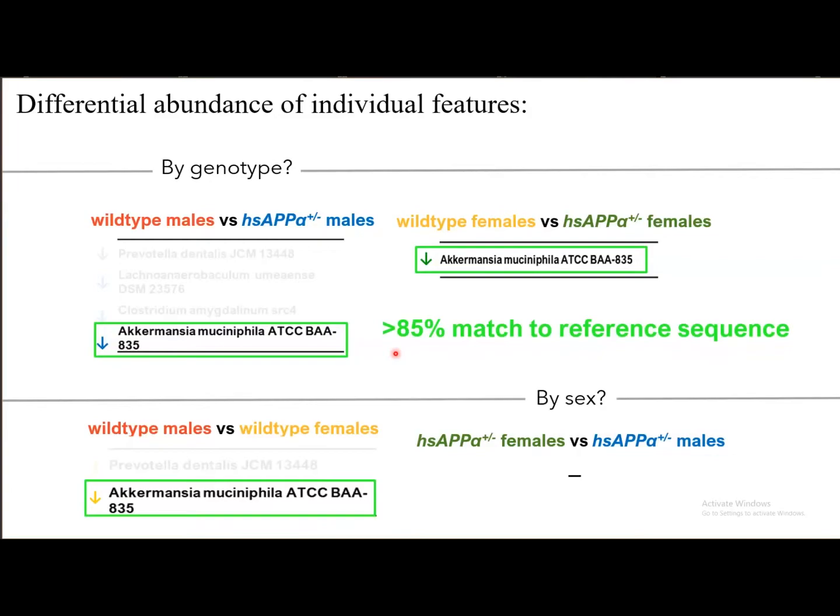But out of these differences I found, this is the only one that met that criteria and actually blew it away. It was like 100% match. So Akkermansia muciniphila, I can say for pretty sure, it showed up less in the transgenic males than in the wild type males. It showed up less in the transgenic females than in the wild type females.